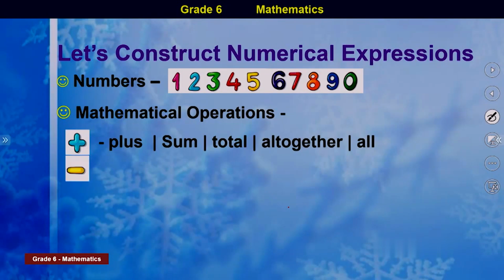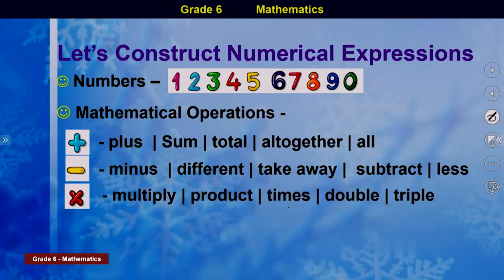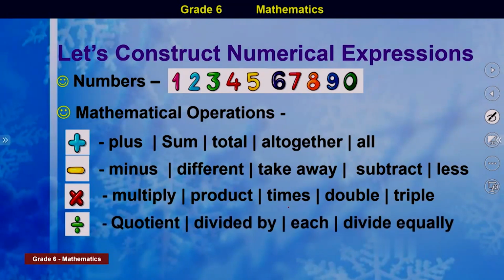This is subtraction. We can use this mathematical operation for the terms like subtract, minus, take away and difference. This is multiplication. We can use this for the terms like multiply, product, times, double, triple and twice. This is division. We can use this mathematical operation for the terms like divide, quotient, each and divide equally.